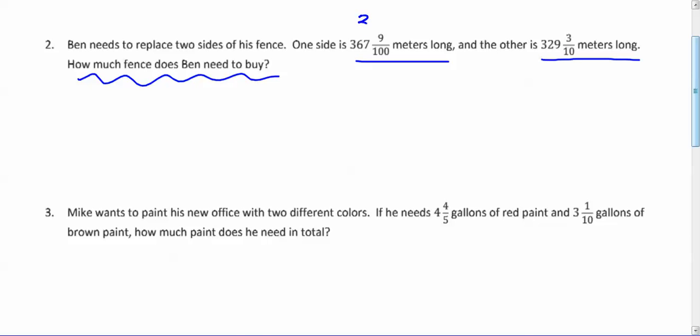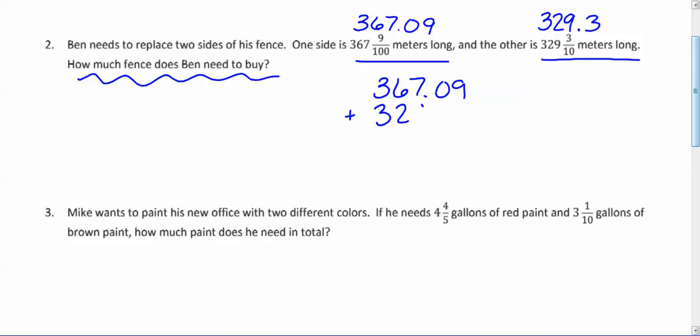All right, so 367. Now this one's pretty easy. It's 900ths, so we're going to put 0.09. Okay? 329 and 3/10. So we want that 3 to be in the 10th spot. It would go right there. And Tara told us we are adding. So 367 and 9/100 plus 329 and 3/10.